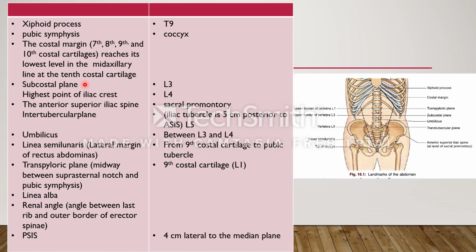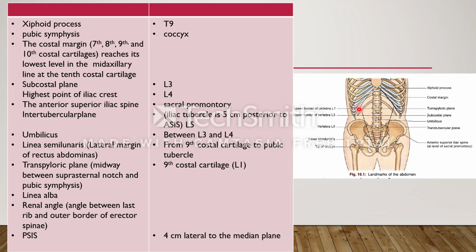First of all, we will discuss some of the vertebral levels at which the structures are present. Number one is the xiphoid process. See here in the diagram, this is the xiphoid process. It lies at the level of the 9th thoracic vertebra, that is T9. Then the pubic symphysis lies at the level of the coccyx. Coccyx and the pubic symphysis are at the same level.